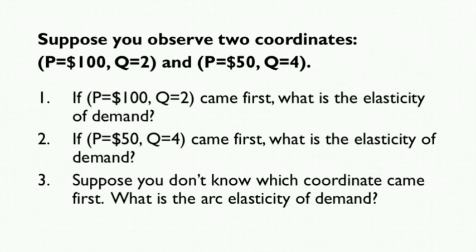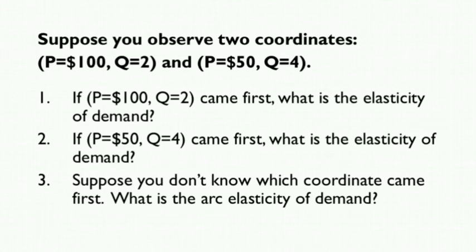Okay, there are going to be 3 numbers that you're going to have to provide for your participation score. Number 1, I would like you to calculate what the elasticity of demand would be if you made the assumption that the $100 that resulted in 2 units was the initial coordinate. And then after that, the second coordinate was a combination of $50 and 4 units. Number 2, I would like you to just switch the order of the coordinates and then calculate the elasticity of demand again. So for number 2, assume that the $50 and 4 units comes first. And then after that is the $100 and 2 units.